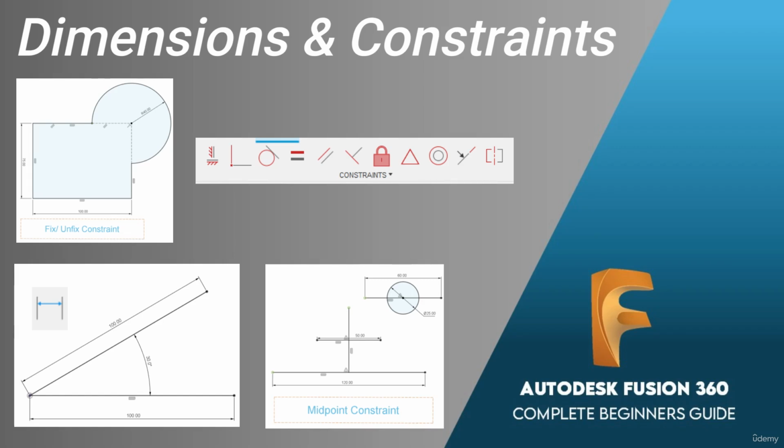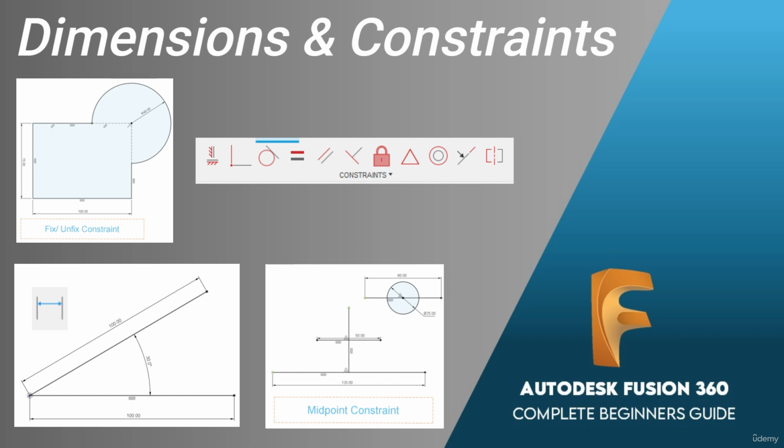In this lecture, we will study the dimension and the constraint tools. So constraints are essentially applied rules to geometries that cannot be broken. They restrict how these geometries can move or change relative to each other. Overall, they help us to ensure that our sketch maintains certain relationships when being modified, which allows us to design with precision while maintaining fully constrained sketches.